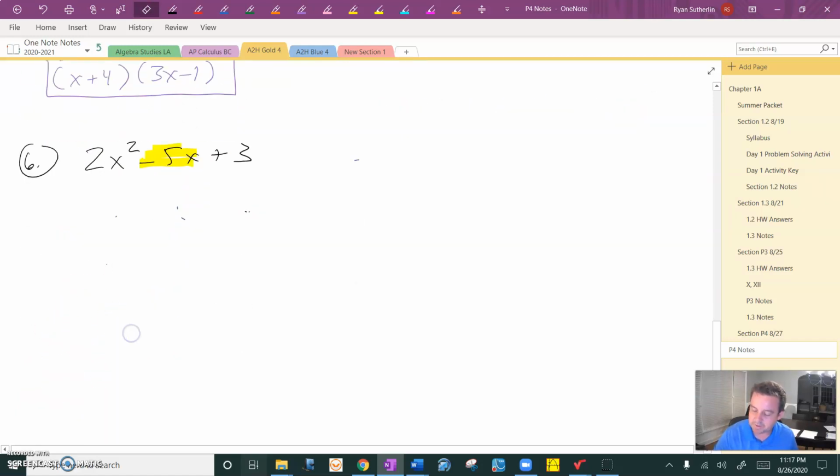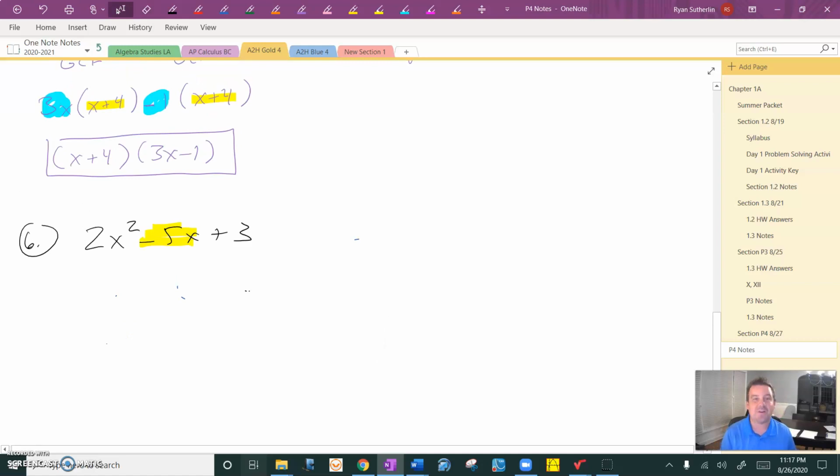Let's see what we have here. So we have 2x squared minus 5x plus 3. So if I do 2 times 3, that's 6. Now I need two numbers that multiply to be positive 6 while adding to be negative 5. So that's negative 2 and negative 3.